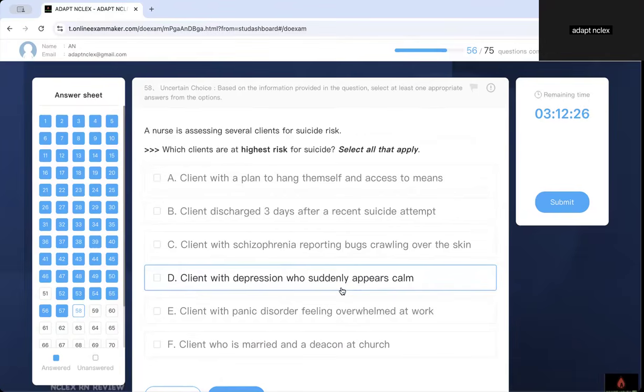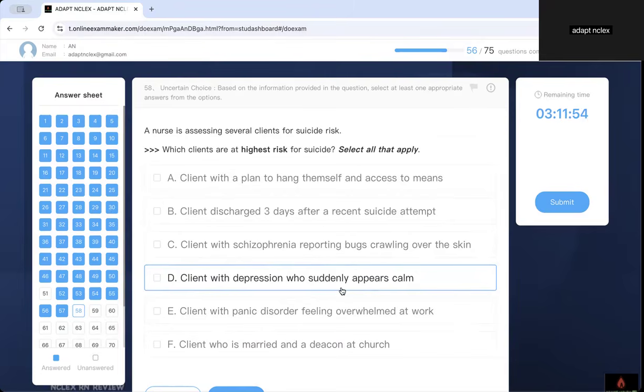The nurse is assessing several clients for suicide. Which client is at highest risk for suicide? We are now on the safety aspect of infection control and safety. Who has risk? Client with a plan to hang himself and access to means.